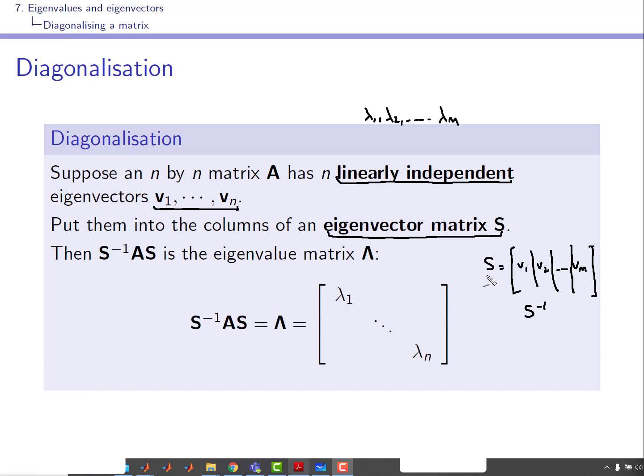It has an inverse. Well, for this matrix here, with linearly independent eigenvectors, you can construct the matrix S inverse A S, where S is the eigenvector matrix, and this matrix will be a diagonal matrix with the eigenvalues on the diagonal. This is called diagonalisation.